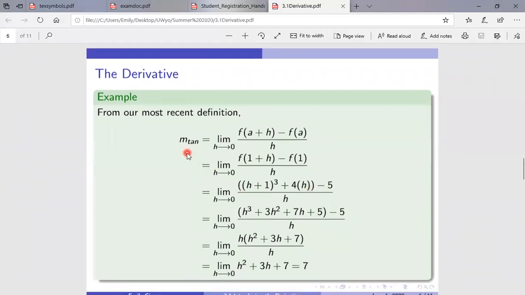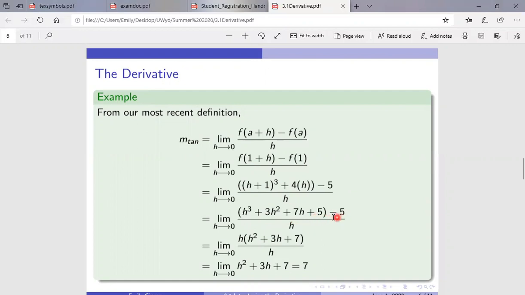So from our most recent definition, we have the slope of the tangent line is the limit as h approaches 0 of f of a plus h minus f of a, all divided by h. Our a in this case is the value 1, so we can plug that in. We have our equation x cubed plus 4x, and we substitute h plus 1 in for x, and we know that f of 1 is just equal to 5. So we plug all of that in, we expand out h plus 1 cubed, and we get h cubed plus 3h squared plus 7h plus 5 minus 5.